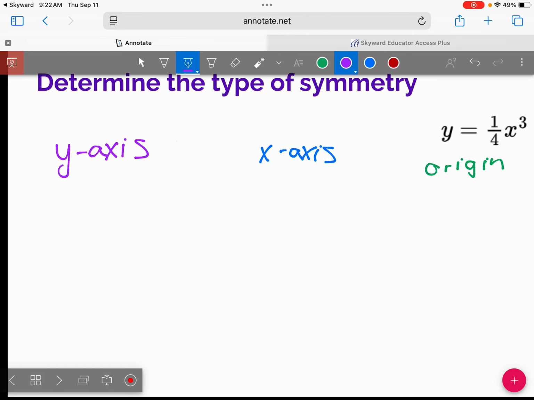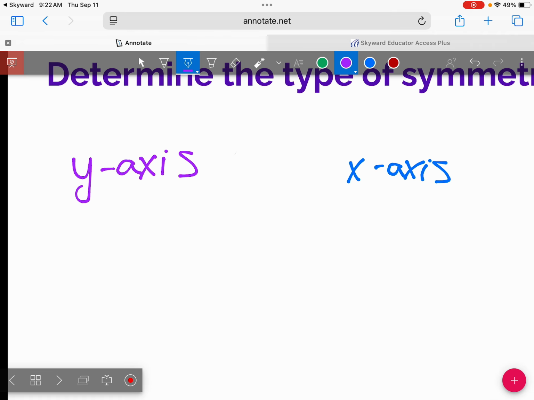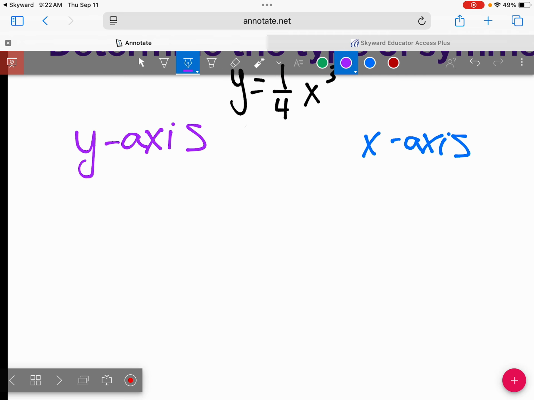So when we're looking at this one, we're going to test to see if we have our y-axis symmetry. Because my function's so far away, I'm going to write it over here too. So this was our y equals 1/4 x cubed. I'm just putting it over here because the way I have it zoomed in, I couldn't see it. So when we're looking for our y-axis symmetry, we're going to replace our x with a minus x.